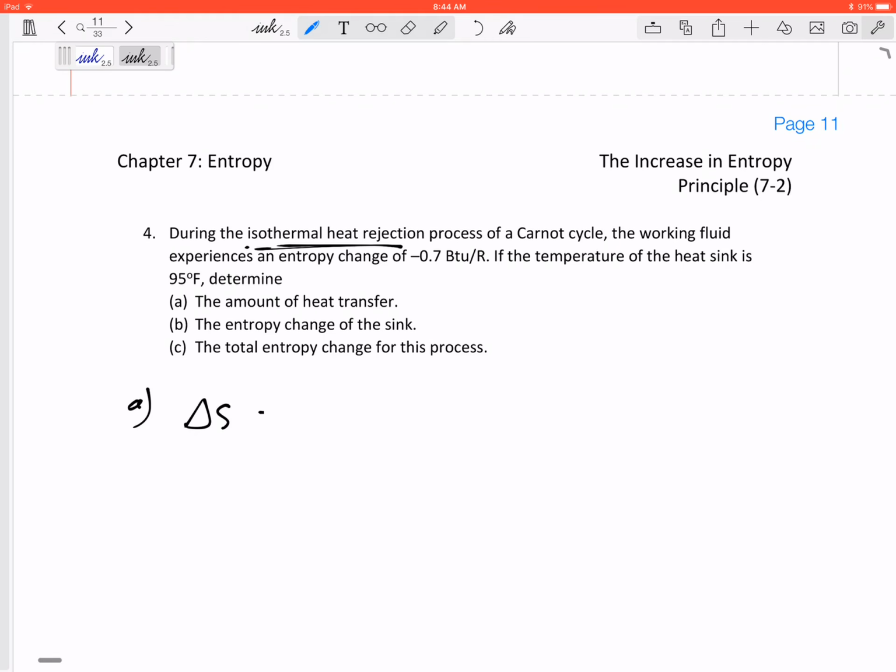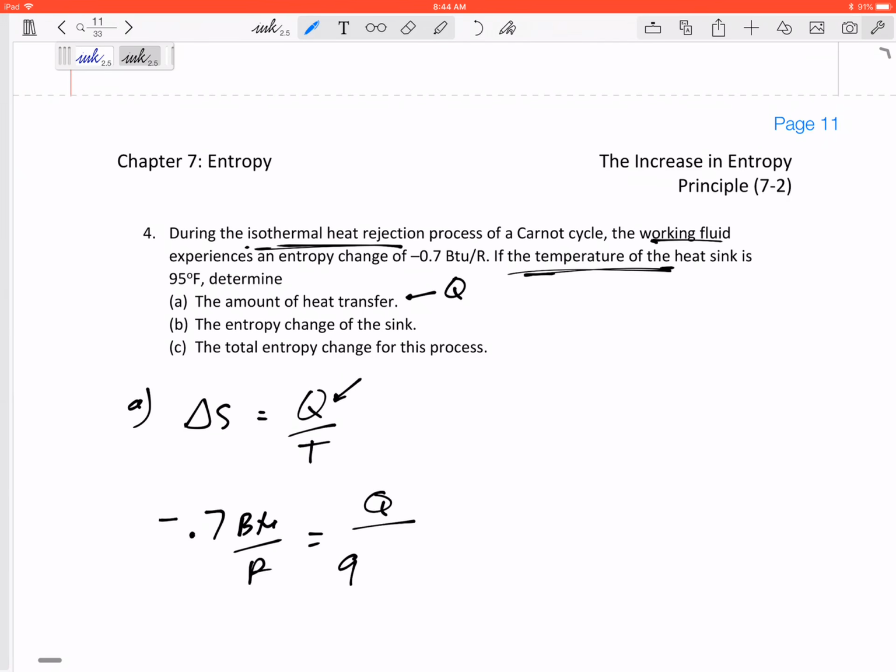So the entropy change for an isothermal process is Q over T. So the amount of heat transfer, Q, is what we're looking for. Well, we knew that the entropy change for the working fluid is negative 0.7 BTU per Rankine. And so this is Q over the temperature. This is a Carnot cycle. So we know that for the Carnot cycle, the temperature of the working fluid is the same as the temperature of the heat sink.